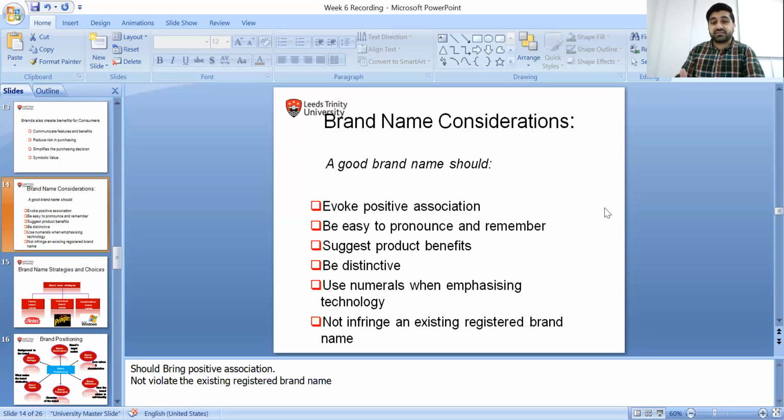Not defined as an existing registered brand. It should not be the name of any existing brand name. It should be a new one, because all brand names are registered. So that's why whenever we are launching a new product, the brand name should be new, and that brand name must be communicating different benefits associated with the product.